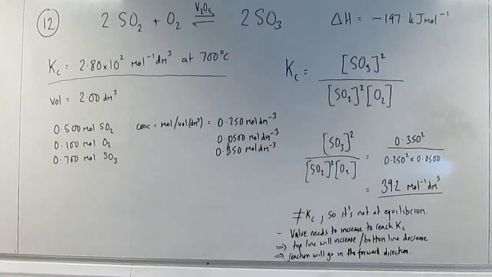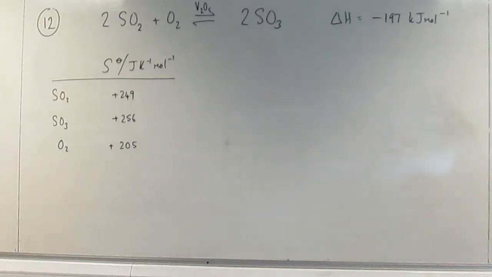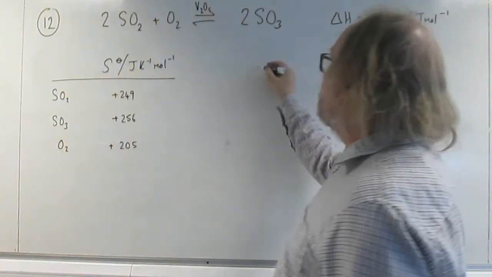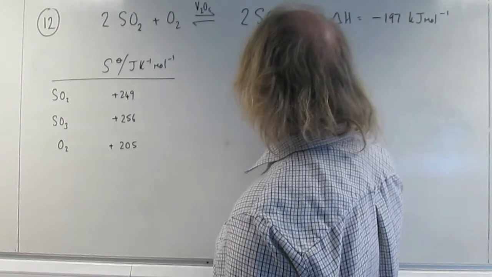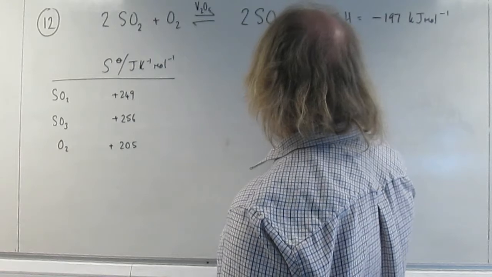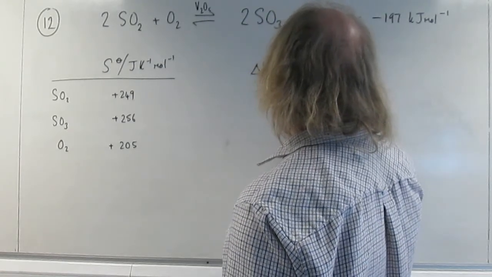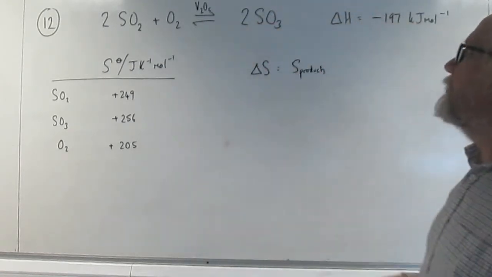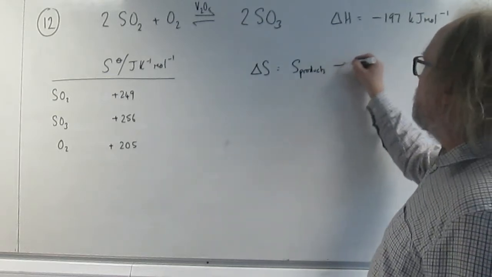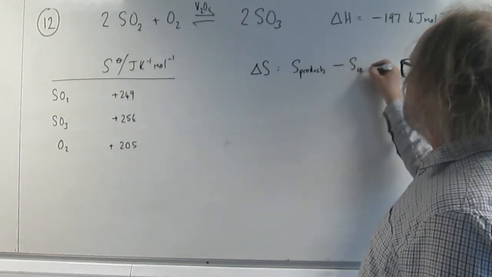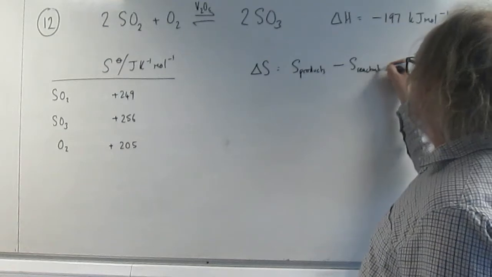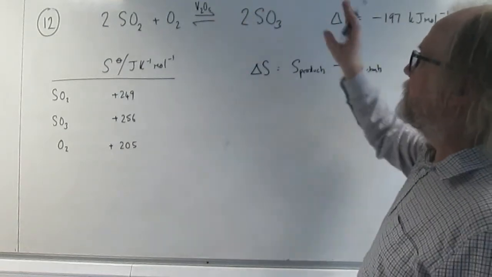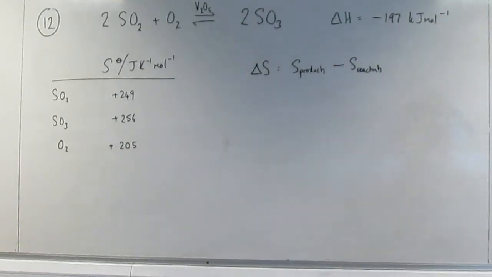Okay, the next job is just to calculate delta S using those molar entropies. So we just remember that delta S is equal to the entropy of the products, because we're gaining the products, so we're gaining their entropy, minus the entropy of the reactants, because we're losing the reactants, they're being destroyed in the reaction, and therefore we're losing their entropy. So we can just put the numbers in.